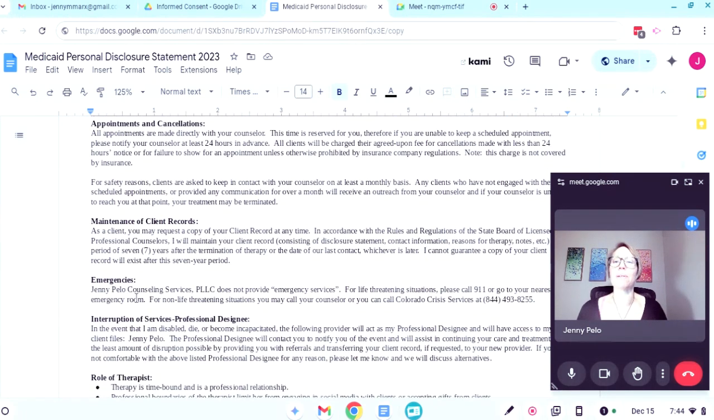And then we talk about appointments and cancellations and what the policy is for that. This also goes into the fees, where I talk about, for me, there is a fee if you cancel within the 24 hours of when your appointment was going to be. And I also talk here about how my expectation is that we will stay in contact at least on a monthly basis. If that's not happening, then I will discharge you as a client.